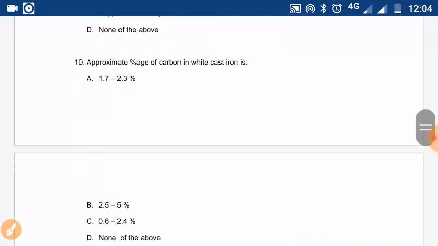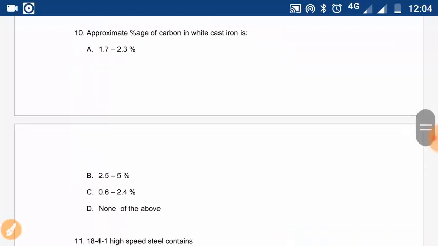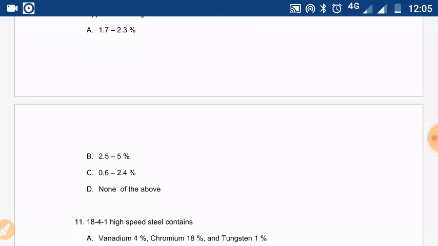Now question 10. The approximate percentage of carbon in white cast iron is 1.7 to 2.3, 2.5 to 5, 0.6 to 2.4, or D, none of the above. So the answer will be 2.5 to 5. Okay. We know that carbon content should be greater than 2, so the only option we have is option B.